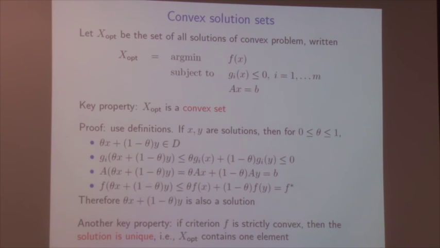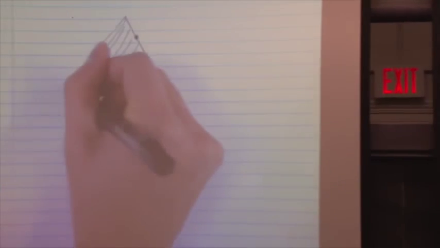The other thing to think about is that if f is strictly convex, this is going to be a set of one element. There's going to be only one solution. And the reason for that is this last bullet point; actually, we can do a formal proof. Let's do a proof by contradiction. Okay, so x and y are solutions.